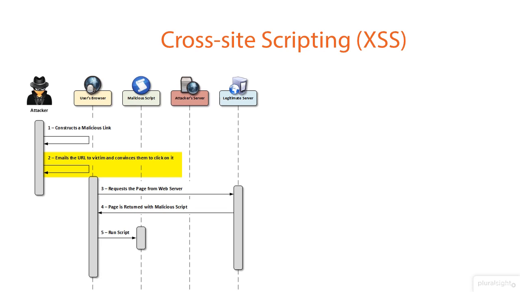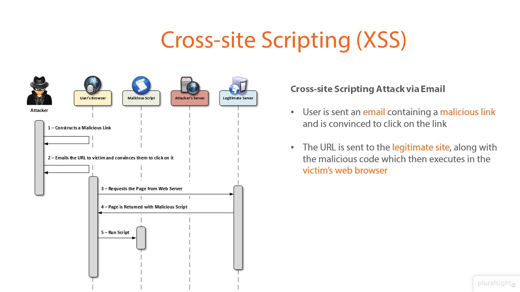All right, so from there, that link, once executed, will request a page from a web server. All right, goes out to the legitimate server, requests that web page. The web page is returned with that malicious script, and then within the user's web browser, that script is run. So at that point, the user is sent an email that contains a malicious link. The URL is then sent to the legitimate site along with malicious code, which is then executed in the user's browser. So it has the context and the authority or the permissions of that user.